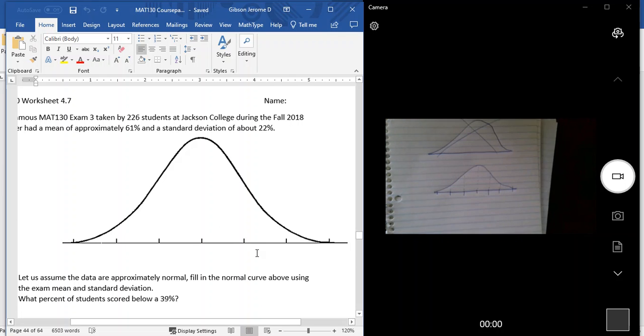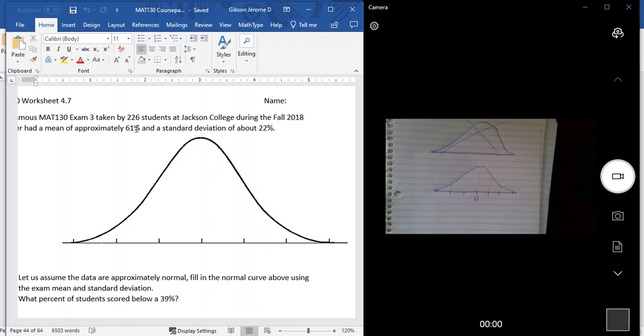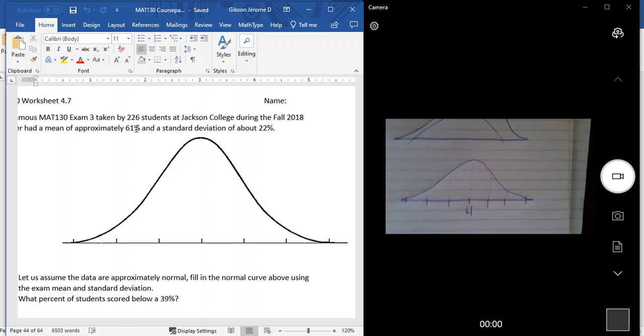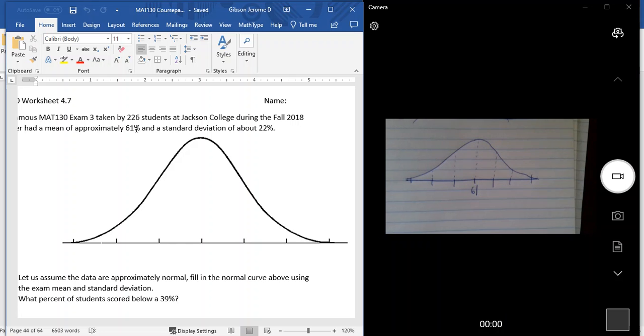Okay, so this is the mean value here. It says the mean of approximately 61%, so we'll just write 61. And the standard deviation of about 22. So what that means is, let me see if I can make this a little larger. Yeah, that's better. With the standard deviation, that 22% means when you're going down, it goes down by 22%.